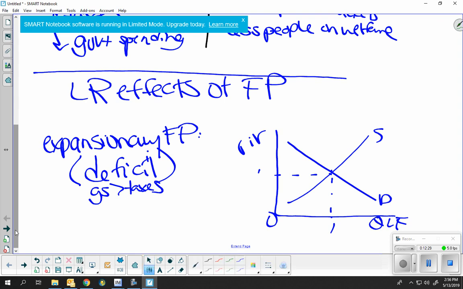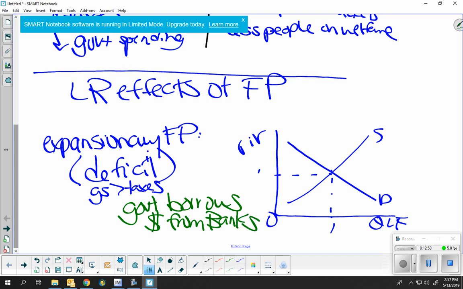When the government runs a deficit, they have a deficit because they did expansionary fiscal policy. They have to cover this deficit somehow. They don't have enough money to pay for things, so they have to borrow money. The government borrows money from banks. Why don't we take money from the Fed? What bank is it? The Fed is the bank. That is the Fed.